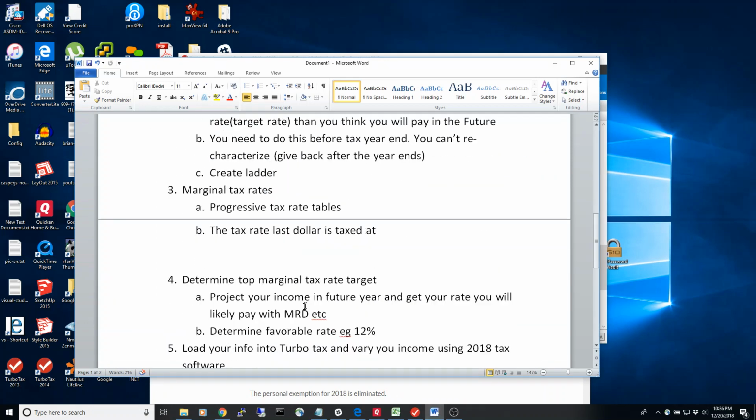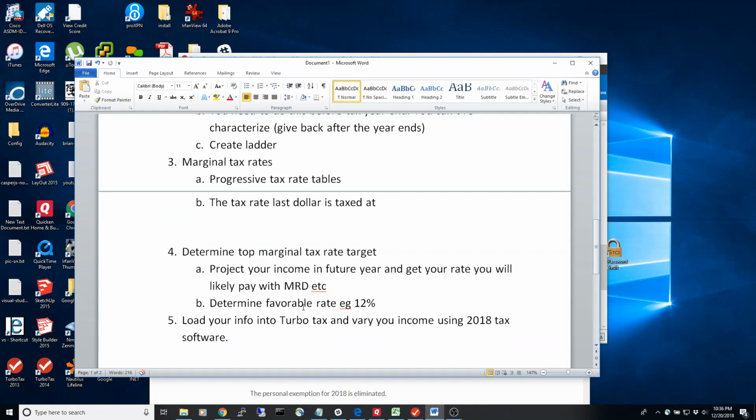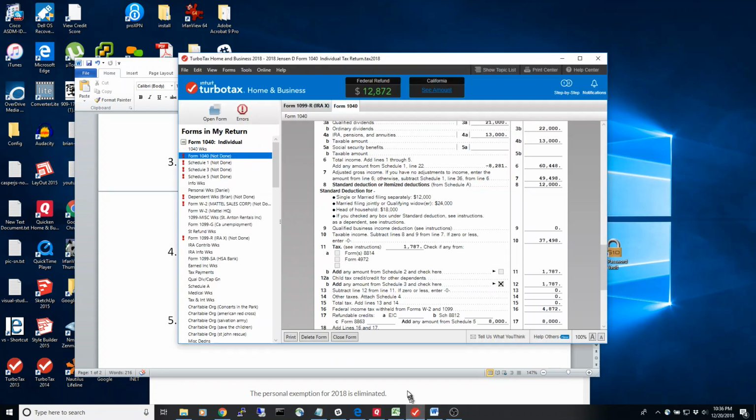So what we need to do is project our income in the future years, and I've done that. It's like 24%, and I would say it'll be a great deal if I can take money out of my IRA today and get it taxed at just 12%. So how can we do that in TurboTax?